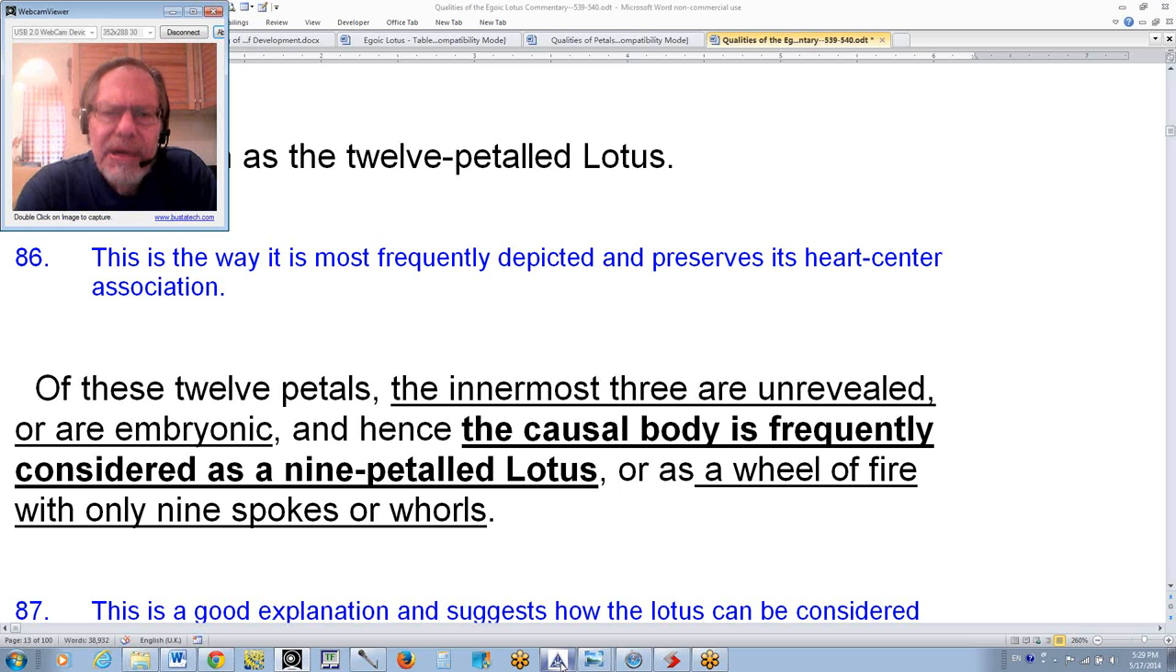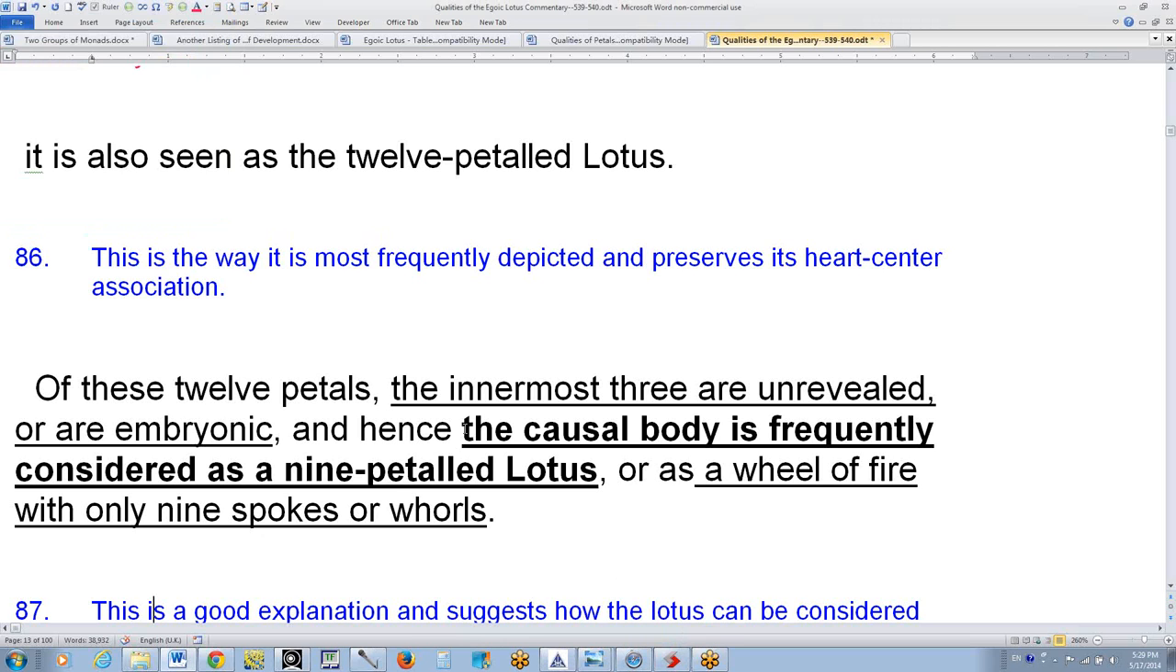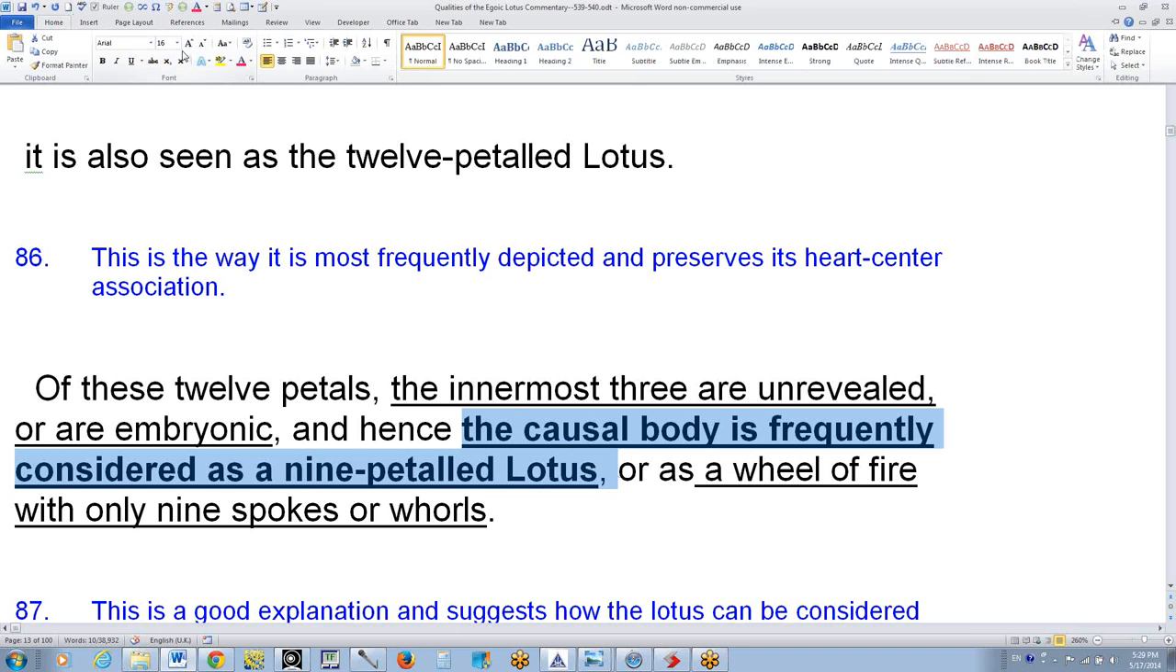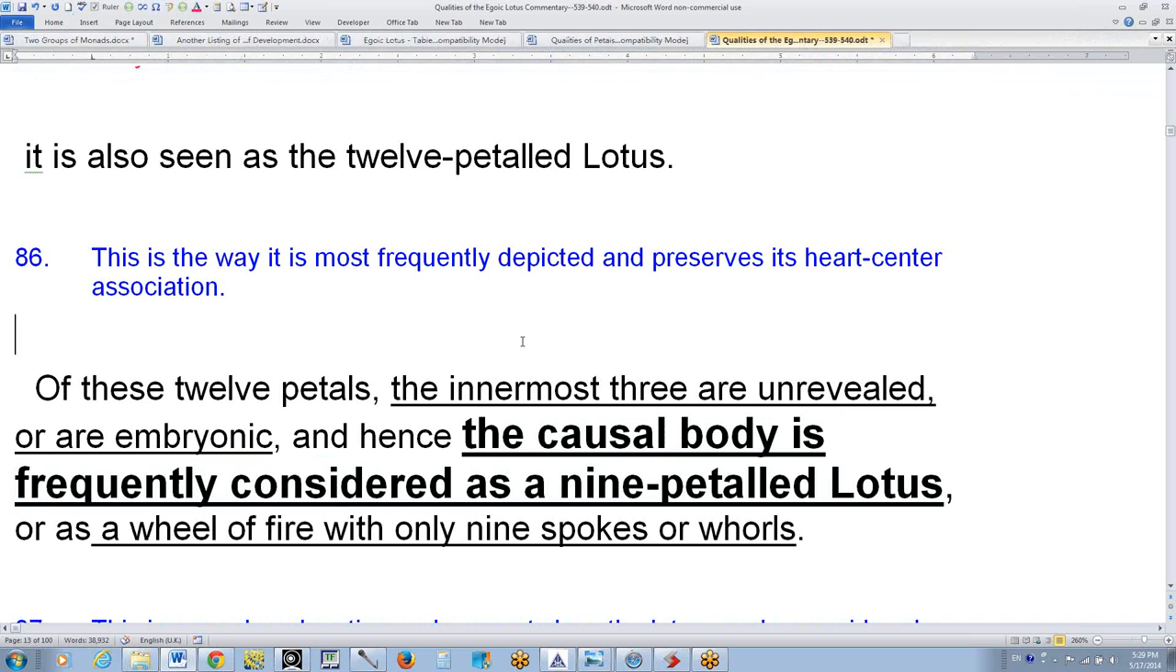So of these 12 petals, the innermost 3 are unrevealed. They are closed in still, but opening with initiation, or are embryonic, and hence the causal body is frequently considered a 9-petal lotus. Well, there we have it, and that's the reason why so often it is considered to be the 9-petal lotus, when in fact we who study this know there are really 12, or as a wheel of fire with only 9 spokes, or whirls or vortices, you know.